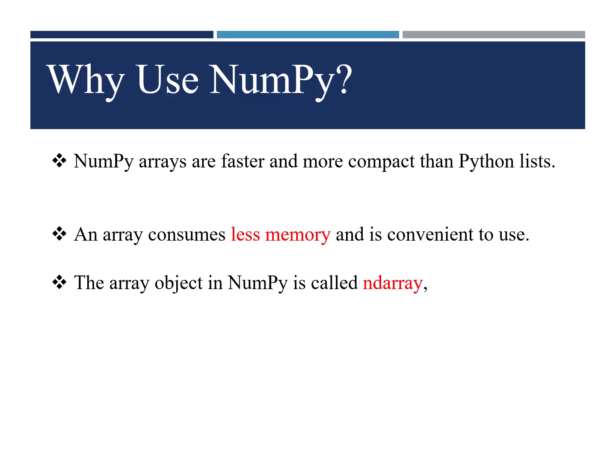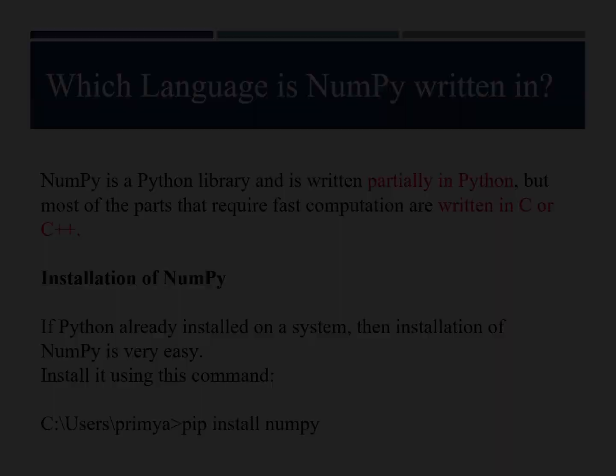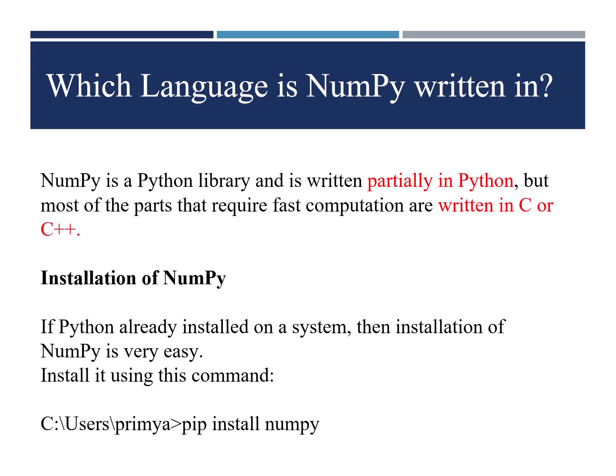NumPy arrays are faster and more compact than Python lists. An array consumes less memory and is convenient to use. The array object in NumPy is called ndarray. In which language is NumPy written? NumPy is written in C or C++.